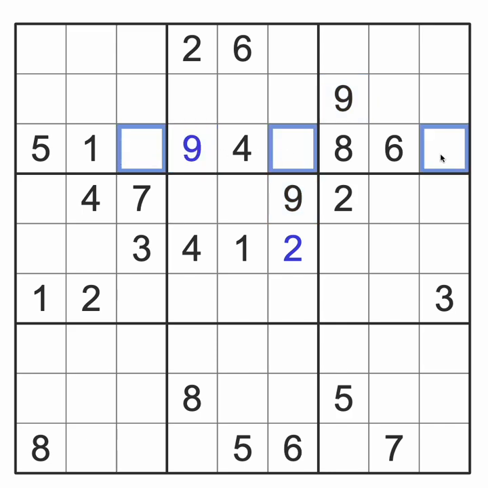Now this row is missing 2, 3, 7. And this cell is blocked by 3 and 7. That gives me 2 here. And this cell is blocked by 3. So that gives me 7. And this is 3.